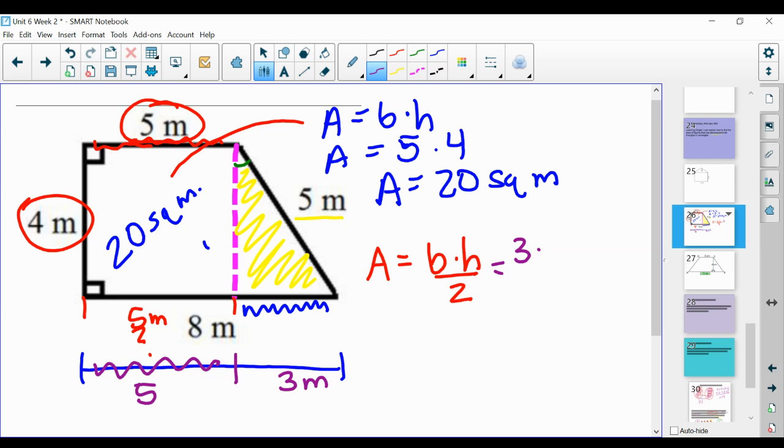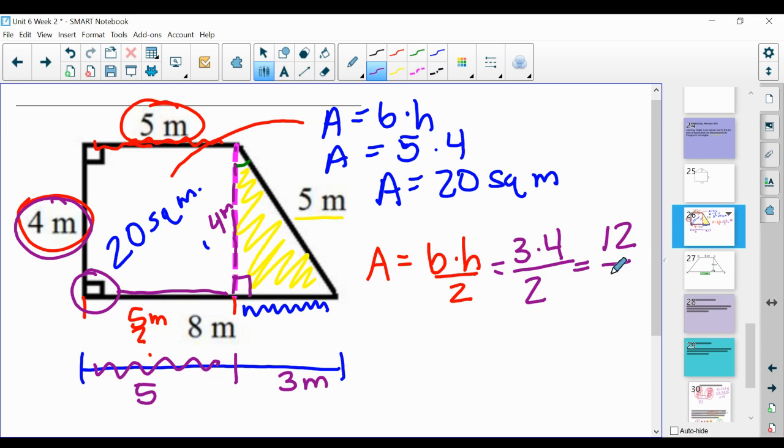Now, do you notice that this makes a right angle with our base? So if we can figure out what this line is right here, that will give us our height. Oh, look, this side of our rectangle is 4 meters. That means this side also needs to be 4 meters. So we have a height of 4. 3 times 4 divided by 2. 3 times 4 is 12 divided by 2.